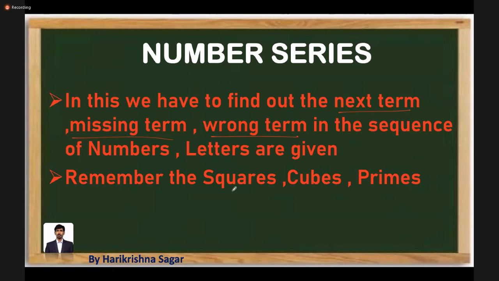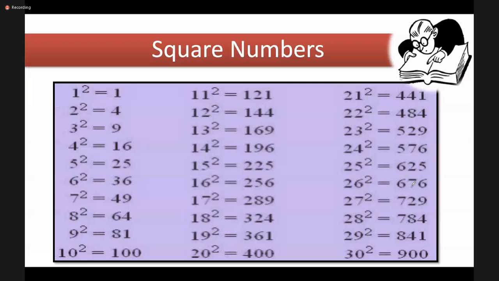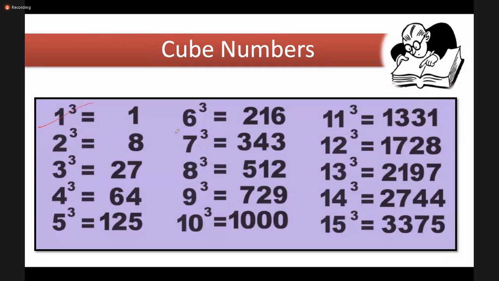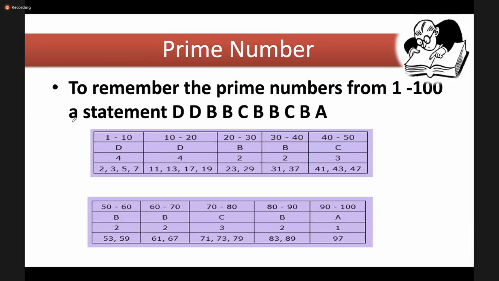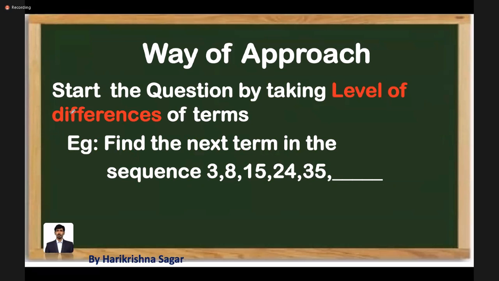So if you observe, squares, cubes and prime numbers are the things which you have to remember before you are solving. So 1 to 25 squares and 1 to 15 cubes and A to Z alphabets, these are the things which you have to remember before you are proceeding. And do remember the prime numbers ranging from 1 to 100. If you observe all the questions of sequence and series, you can feel very comfortable if you solve by looking at the level of differences. If the level of differences is not matching, then we can think of the other one. So you just try to look at the level of difference.